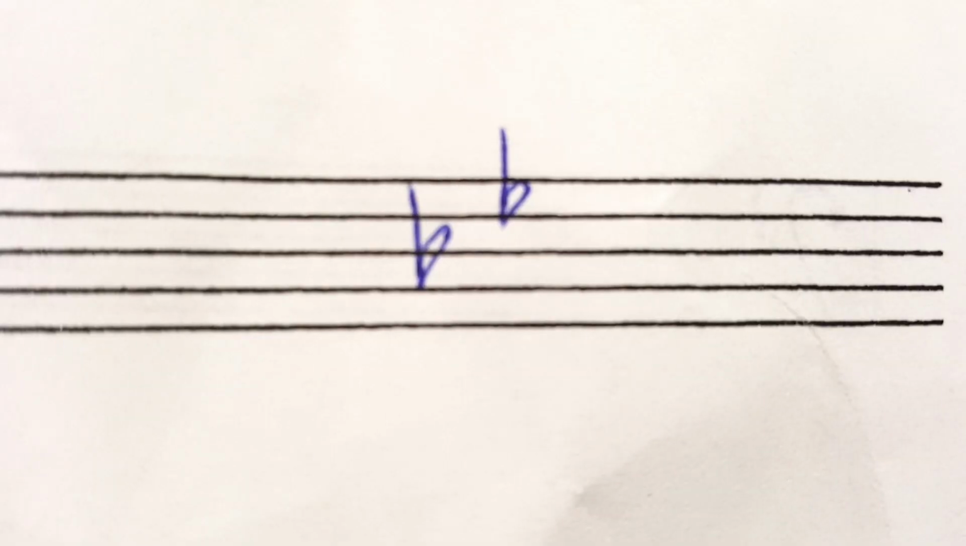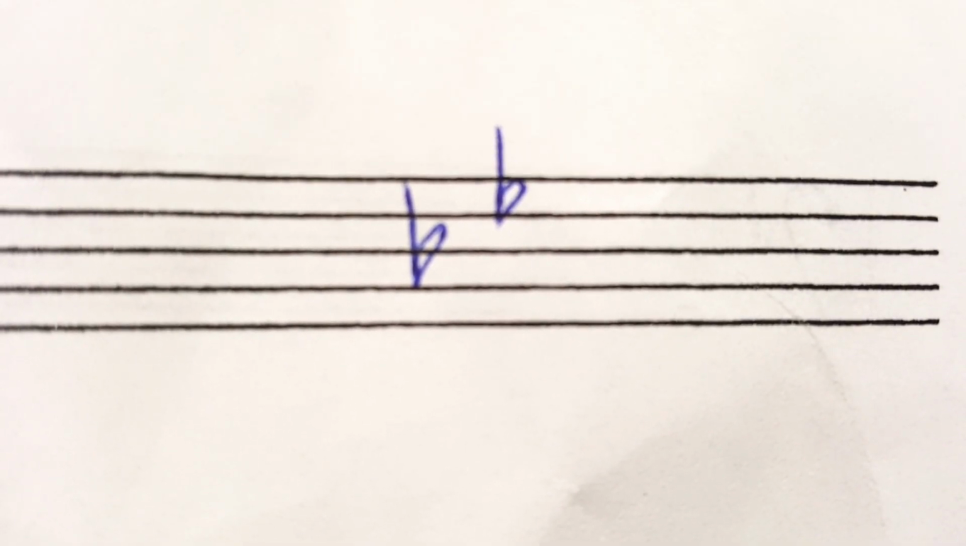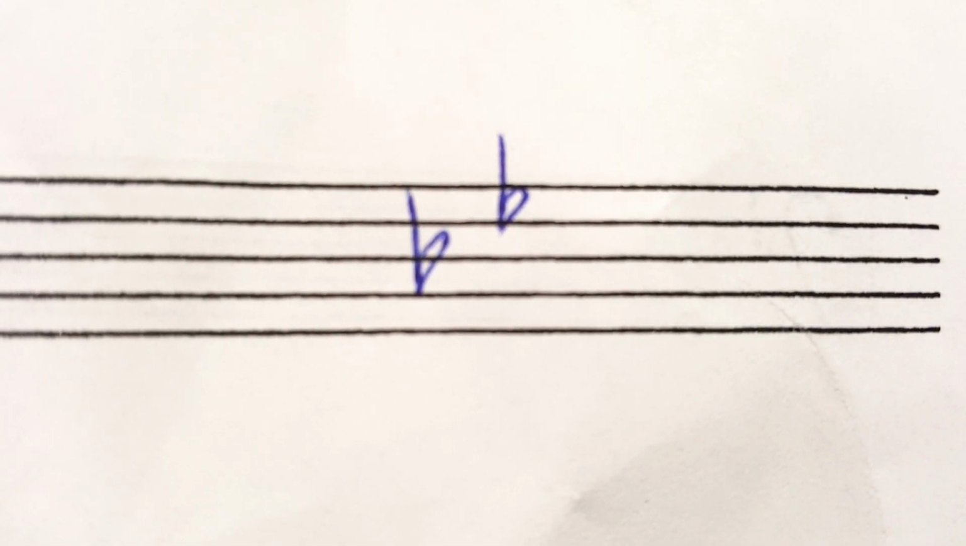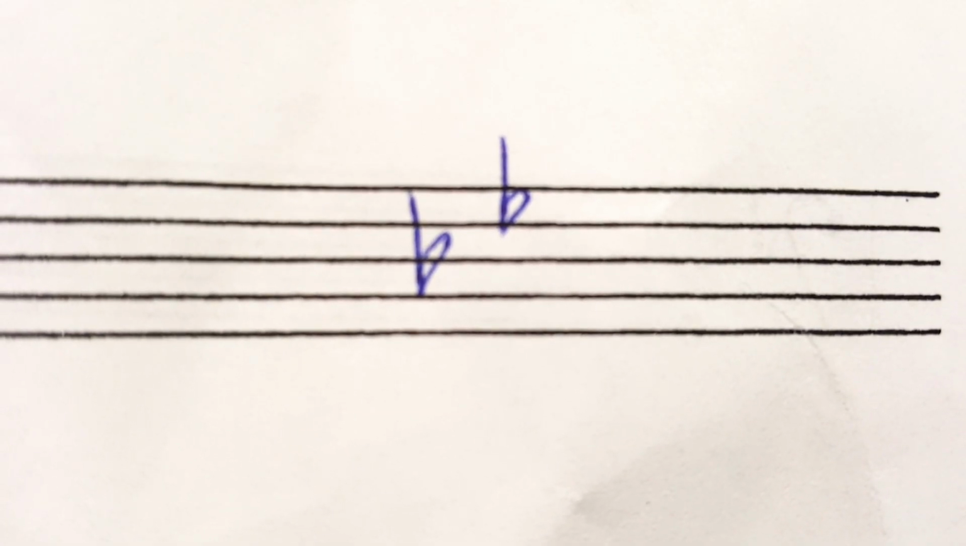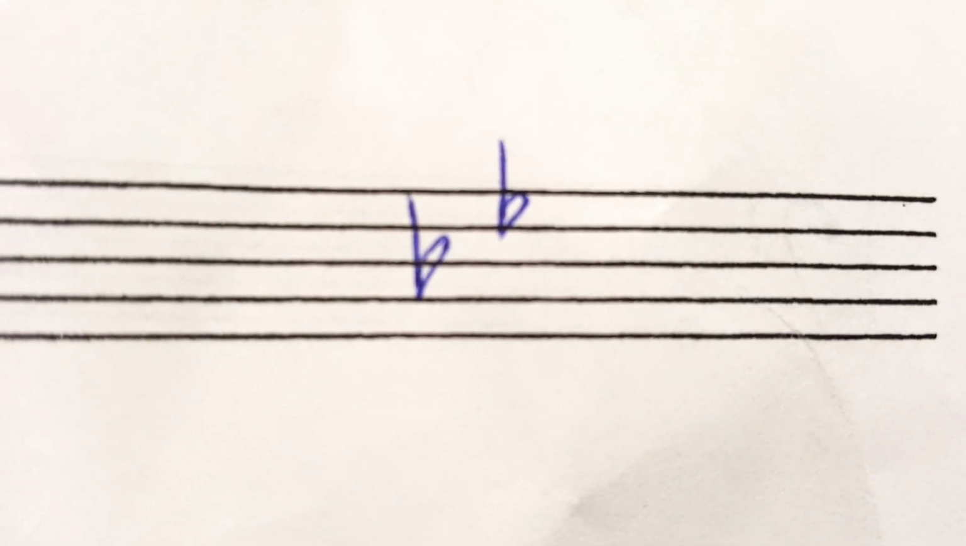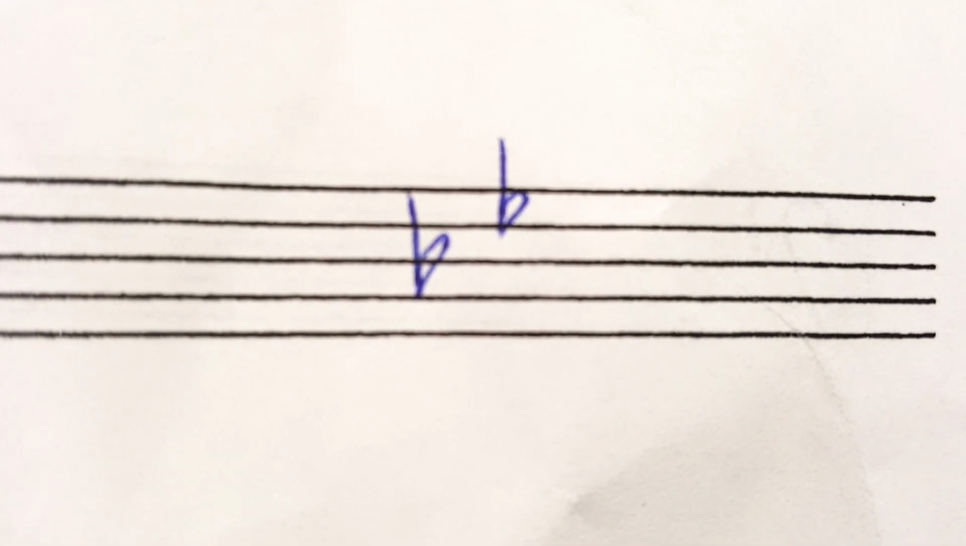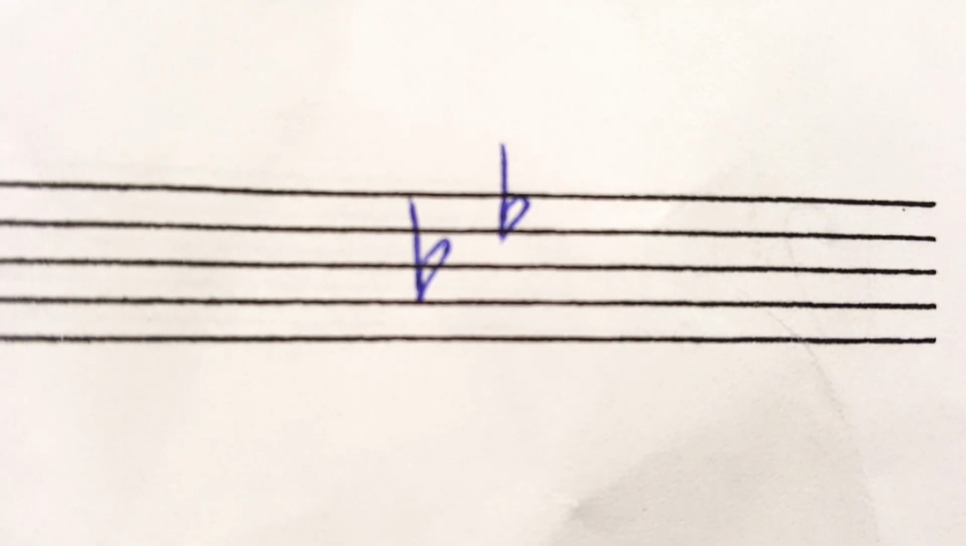natural signs and accidentals. These symbols are called flats, and the definition of a flat is that it lowers the pitch of a sound by a half step. You notice that the flats are either on a line or on a space, just like a musical note could be.